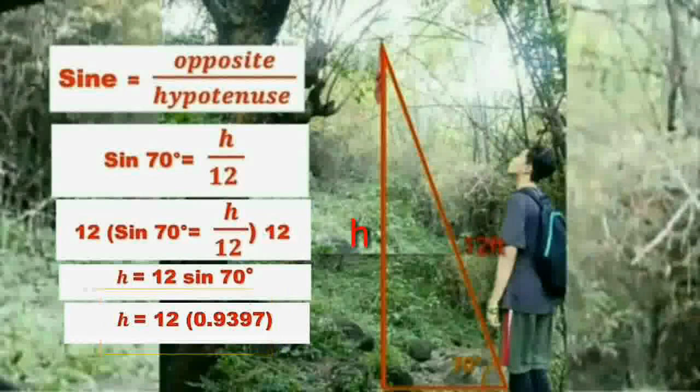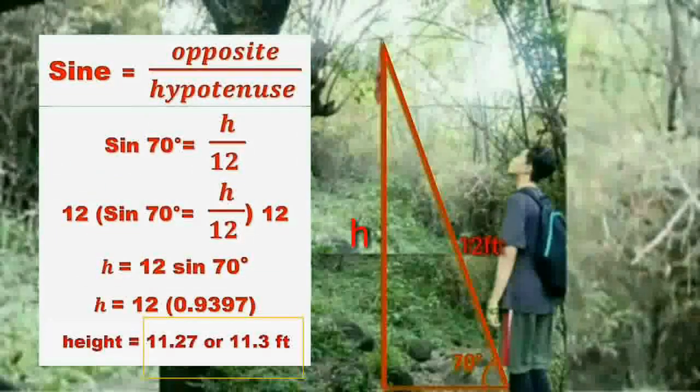This gives a product of 11 and 27/100, or 11.3. Therefore, the height of the handkerchief above the ground is 11.3 feet.